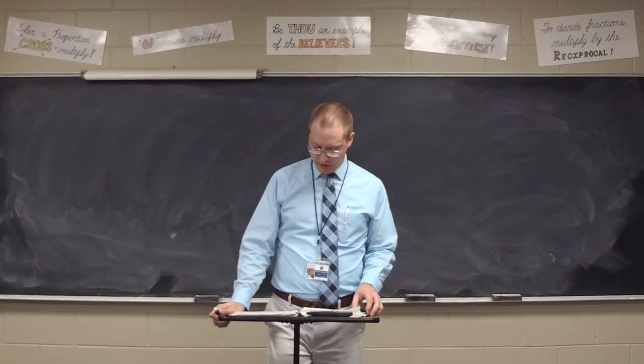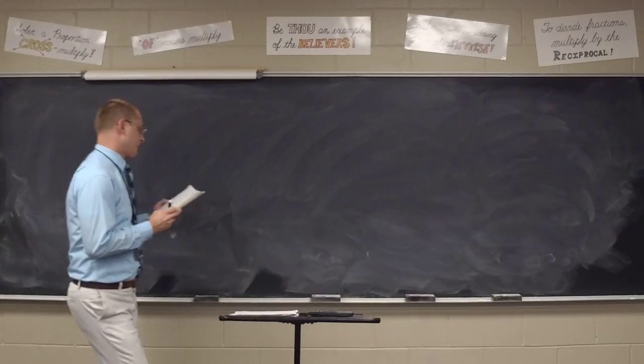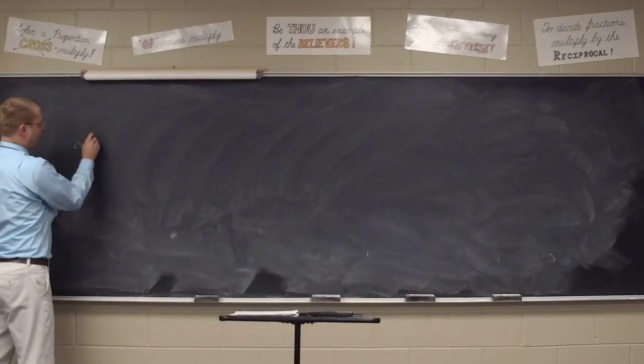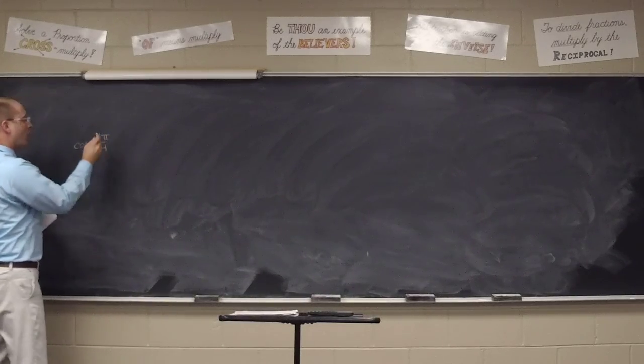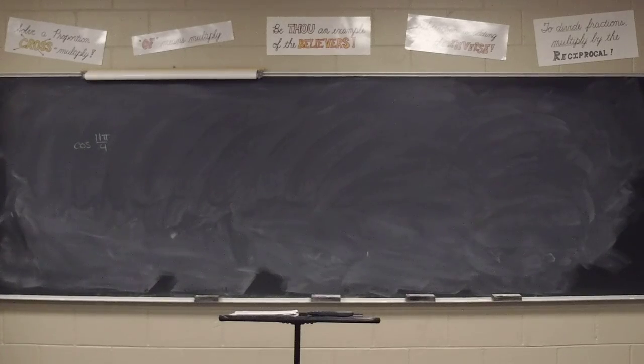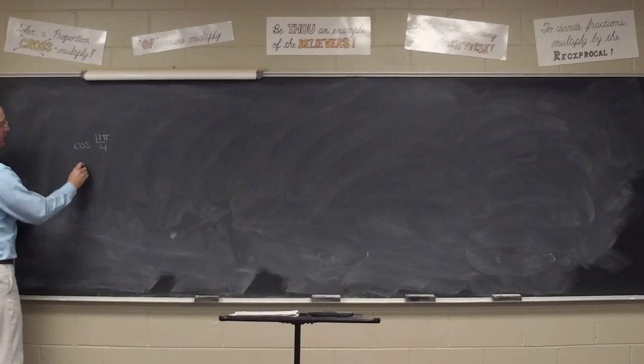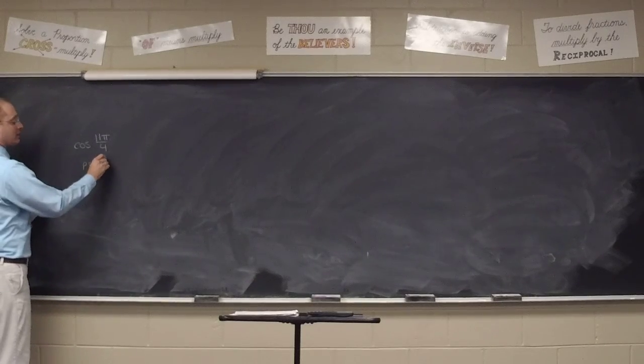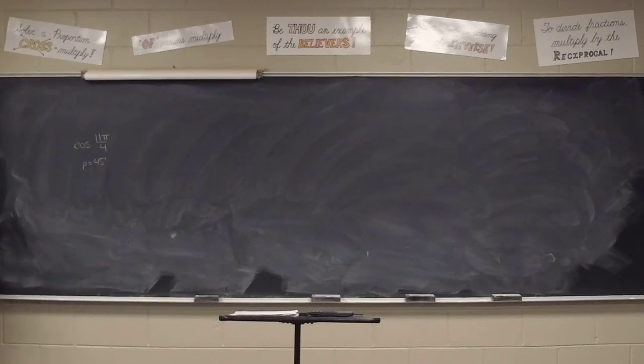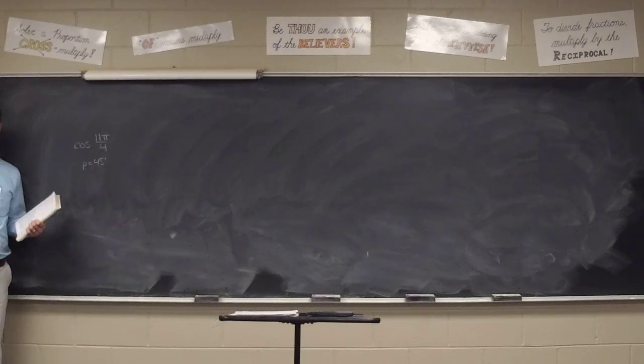Page 65, look at number 8. It gives us the cosine of 11 pi over 4. Now, I already know what reference angle we're going to have, class. It doesn't reduce. It's going to have denominator 4, so I know it's going to be a reference angle of 45 degrees. The question is what quadrant? 11 pi over 4? Thoughts?